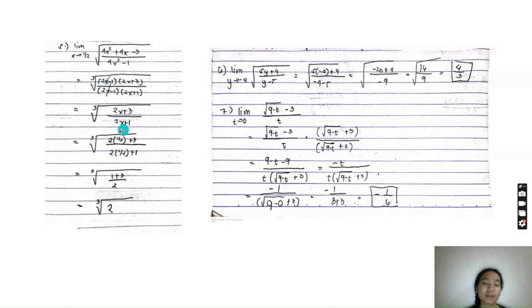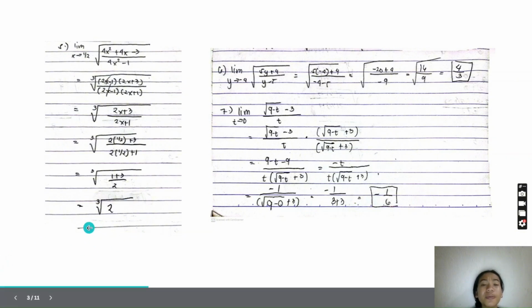So now since we have simplified the function, we can substitute 1 half for x. So 2 times 1 half plus 3 all over 2 times 1 half plus 1. Simplifying them all together, it leaves us the cube root of 1 plus 3 all over 2. 1 plus 3 is 4, divided by 2, it gives us 2. So our answer is the cube root of 2.